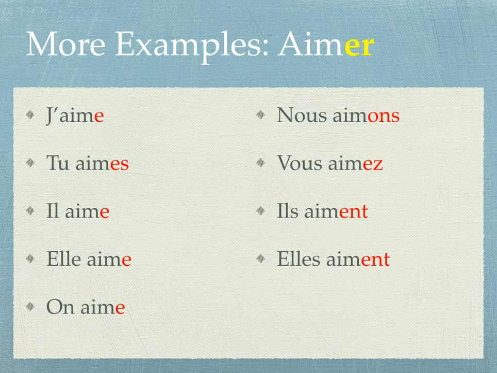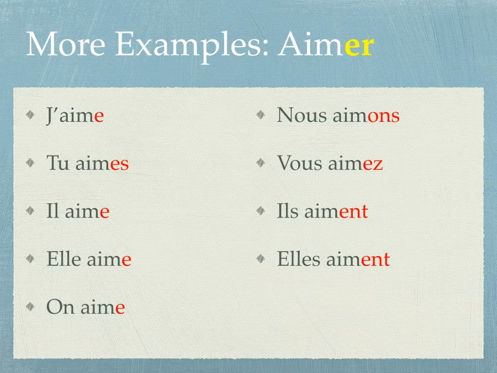J'aime, tu aimes, il aime, elle aime, on aime. Nous aimons, vous aimez, ils aiment, elles aiment. We do hear a little bit of difference this time between our singular column and our plural column. Because the other thing that a vowel at the beginning of a verb does is it forms liaison. So we're going to take any word that ends in an S and that next word that begins with a vowel, and we're going to smash them together and pretend like they're one word.